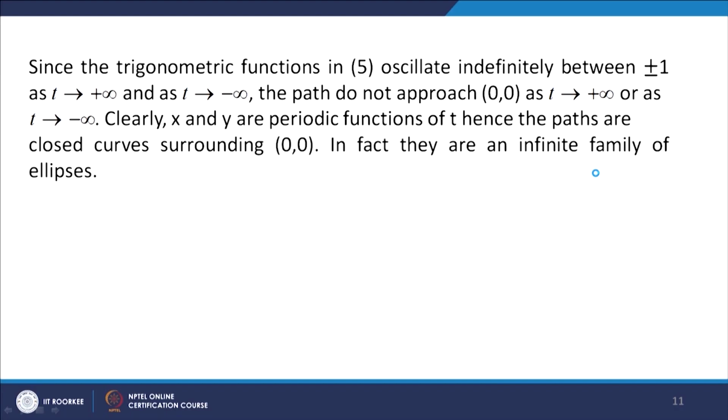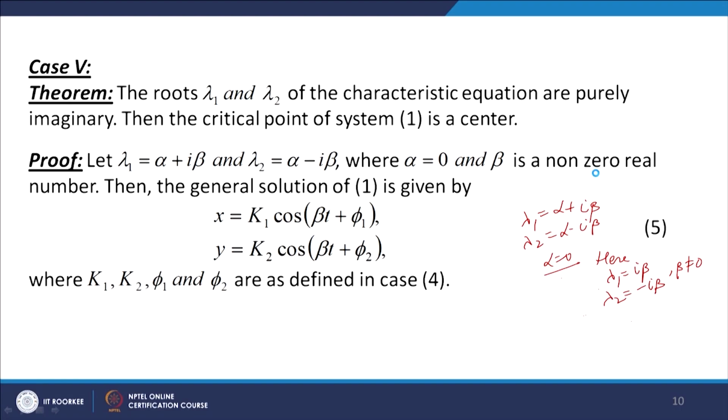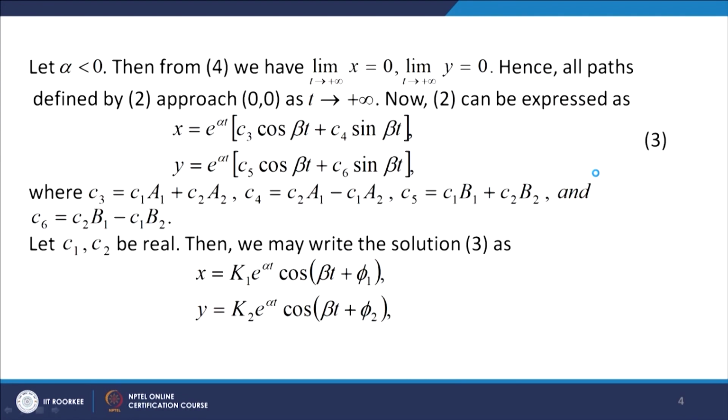Now, how they are an infinite family of ellipses, let us see that. You see, x and y, we had come to this form of x and y from this situation. From here we came here, now alpha is equal to 0. So, we have x equal to k1 cos(beta t plus phi 1) and y equal to k2 cos(beta t plus phi 2). So, when alpha is 0 here, we have x equal to c3 cos beta t plus c4 sin beta t and y equal to c5 cos beta t plus c6 sin beta t. So, let us go there.